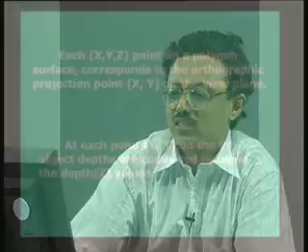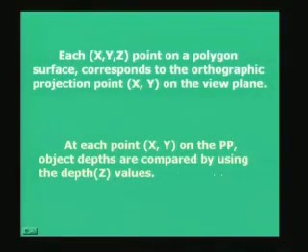So, at each point x y on the projection plane, object depths are compared by using the depth values. In this case, I am showing by hand that there are two polygon surfaces, but you can have more than 2, 3 is already shown in the previous slide, but you have tens of those or hundreds of those, and all those z's are compared, and you need basically a sorting algorithm to arrange this in some ascending or descending order as the case may be required. So, that is what you do for your depth sorting. This is the key idea.